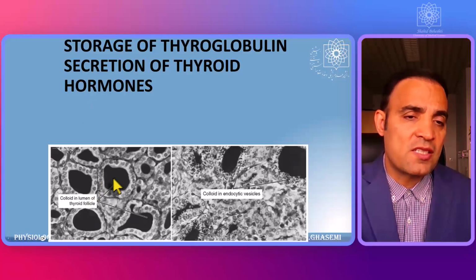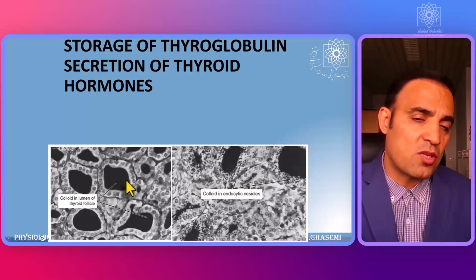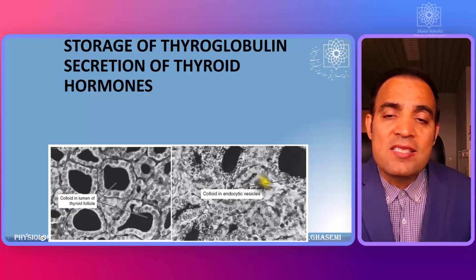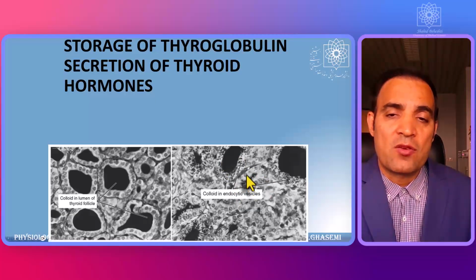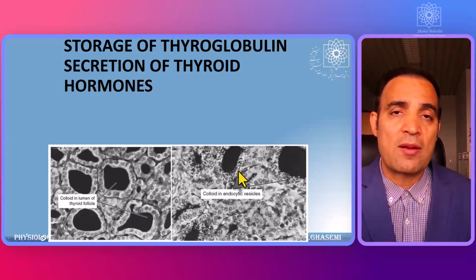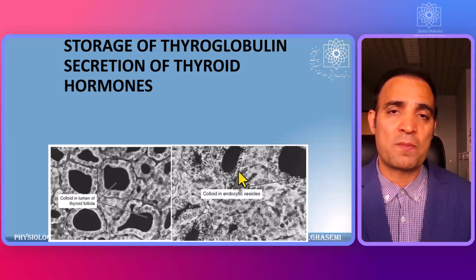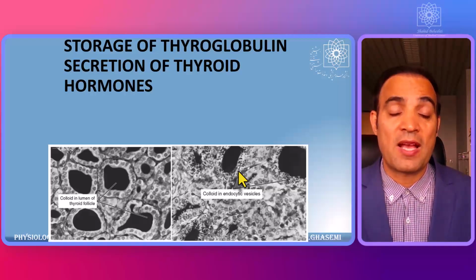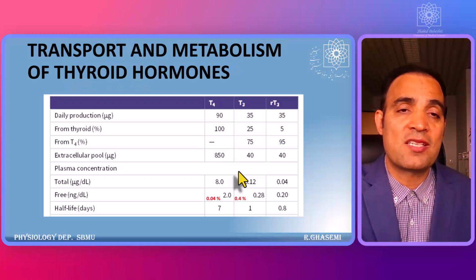In this figure, you can see the colloid lumens of the thyroid gland, and when these cells are activated, you can see that the colloid endocytic vesicles are increased. It shows that more and more content is being taken up to release the hormones, and it shows the activation of these cells.